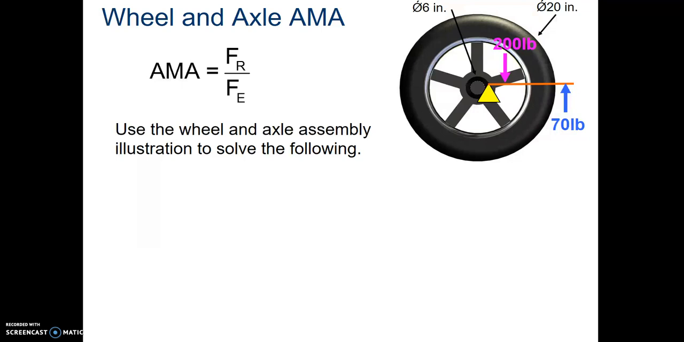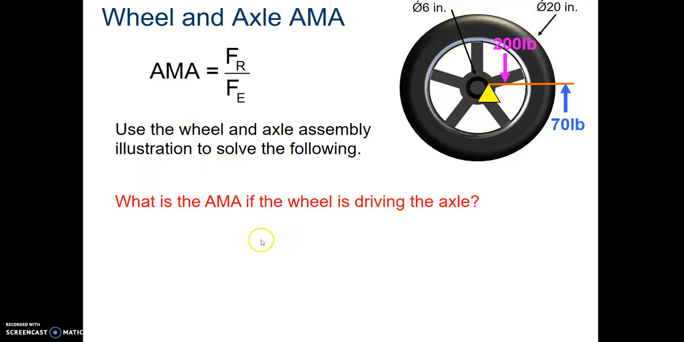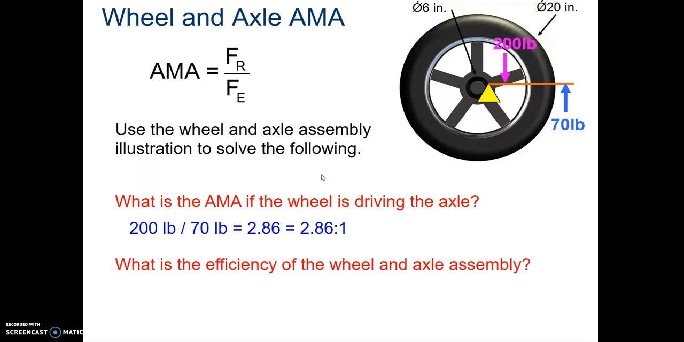It doesn't matter what kind of simple machine you're looking at. If you're given two forces, divide those two, and you've got a mechanical advantage. So we're looking at this one, the wheel. The wheel here is driving the axle. So our input is 70, our output is 200. Our effort is 70, our resistance is 200, so 200 over 70 gives us that 2.86.